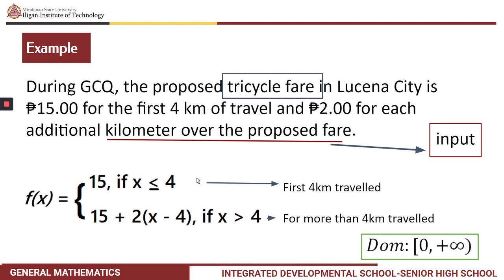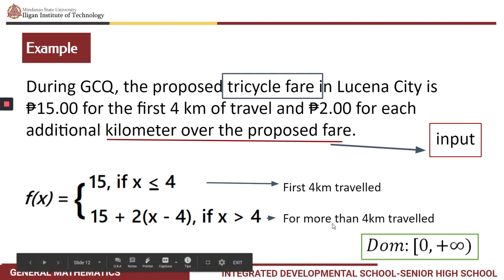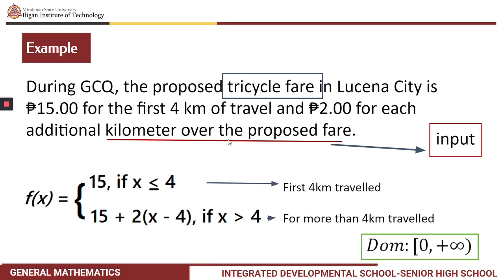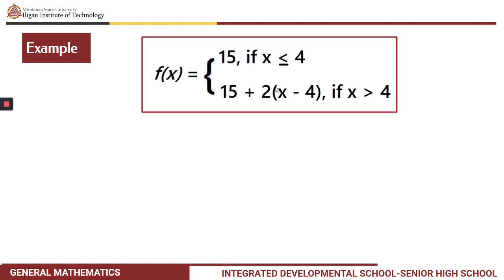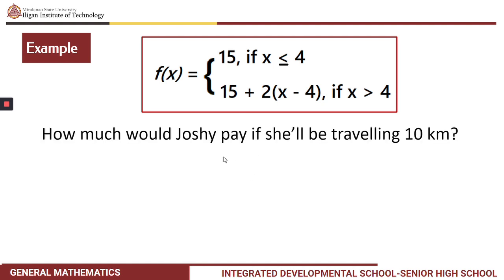And the domain, of course, is from 0 to positive infinity because our input or domain is the distance na na-cover. And wala tayong negative na distance. Okay. So we have this piecewise function. So let's try to solve how much would Joshi pay if she'll be traveling 10 kilometers.